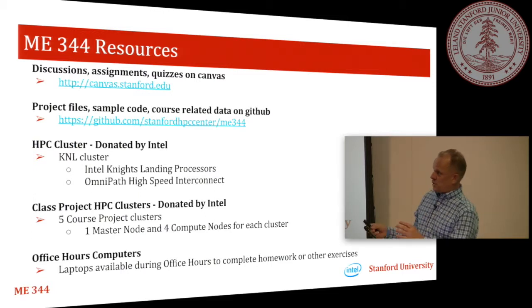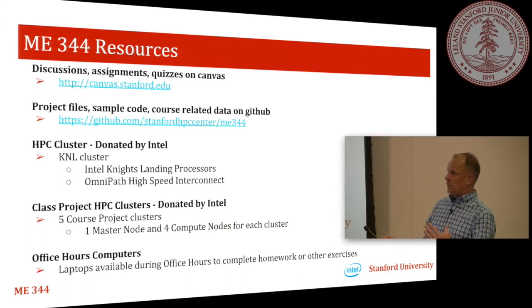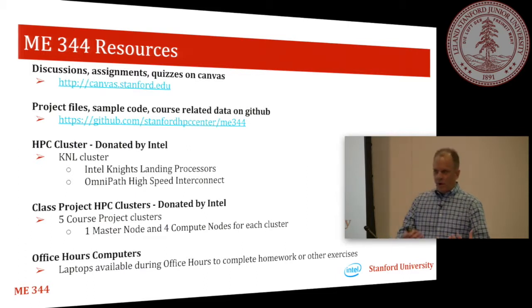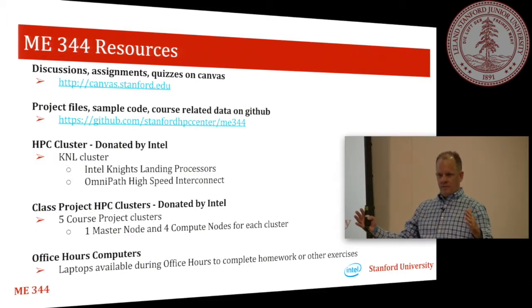So we have this main HPC cluster where you'll conduct all of your coursework on, and that's KNL is the name of the cluster, or Knight's Landing, named after the processor architecture. And then it has a very high-speed interconnect on it, the 100 gig interconnect, OmniPath, or OPA, it's named. And then we have the project clusters where you'll build and complete your project. We have 5 of those. So 5 groups will go to the machine room each week. And each one of those is a 4-node compute cluster.